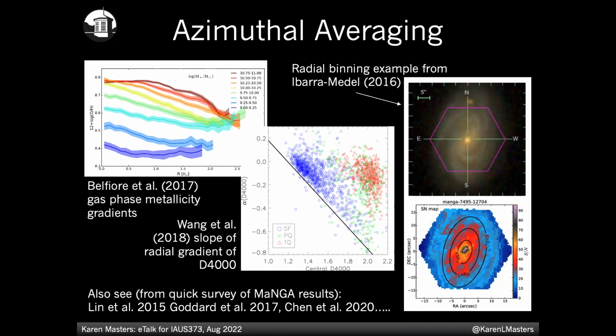You can go even a step further, right, and fit a line to this and plot the gradient against some property of the galaxy. So there's an example of that in the middle from Wang et al. 2018, where the y-axis is the gradient of the D4000 indicator, and on the x-axis, we have the central value, and three different types of galaxies showing different behavior of the gradient with the central value. Many other really cool results from MaNGA and other similar surveys use a similar technique.